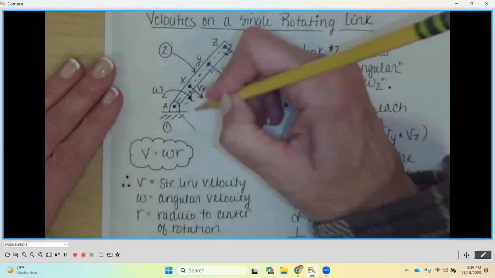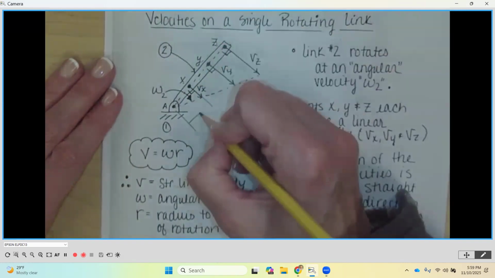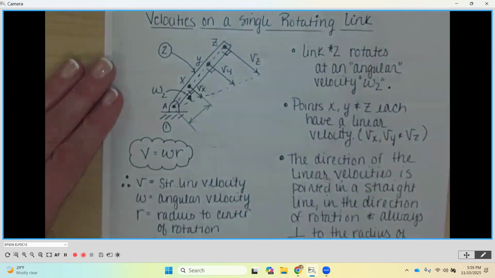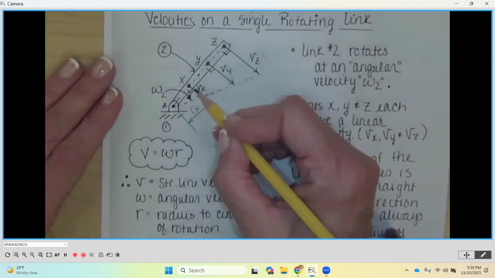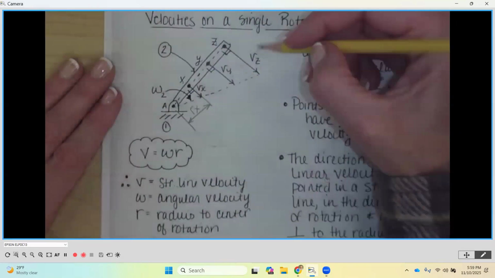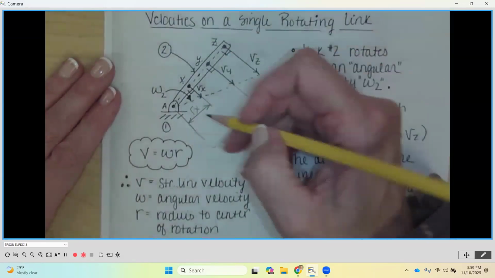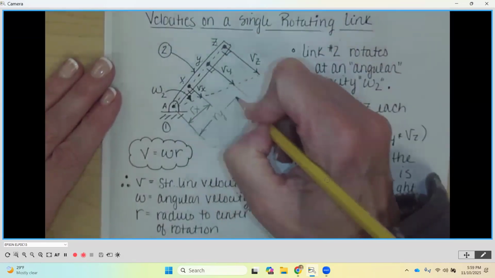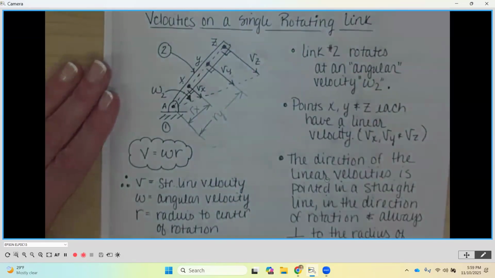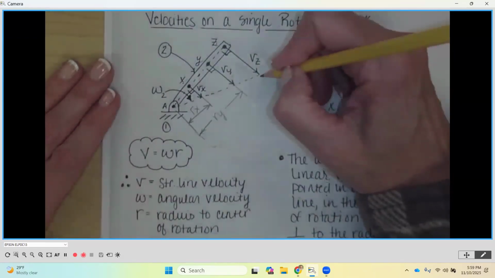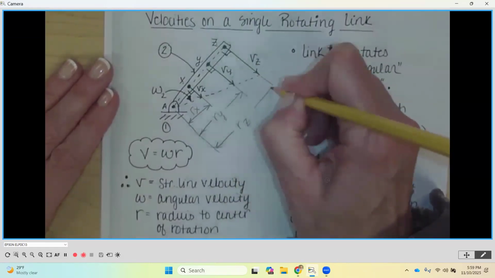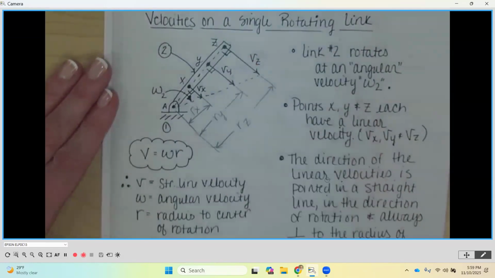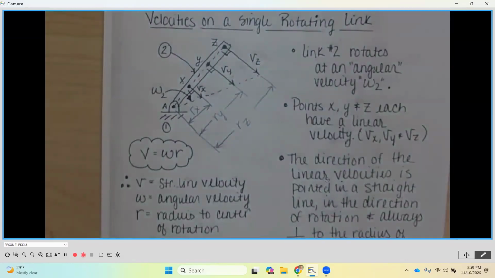So our radius of rotation, for instance, for point X is going to be Rx from the center of rotation to that point. Then you're going to notice that our Ry is going to be from the center of rotation to point Y. And then our Rz is going to be from the center of rotation all the way out to Z.